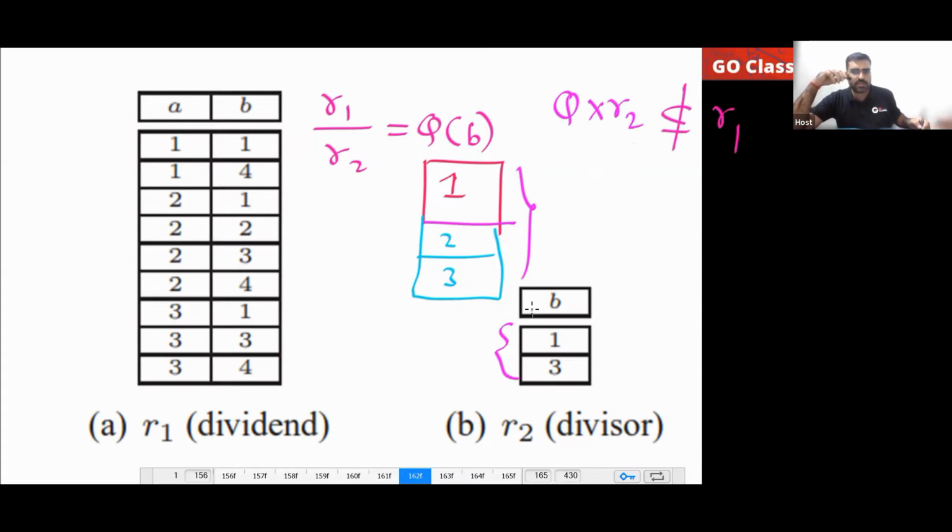But 1, 3 is not there. Here we don't have 1, 3. In this one you have 1, 3 also, but we don't have 1, 3 here.